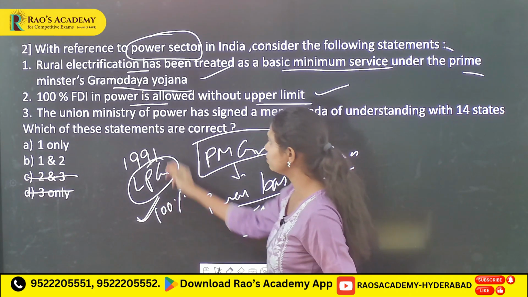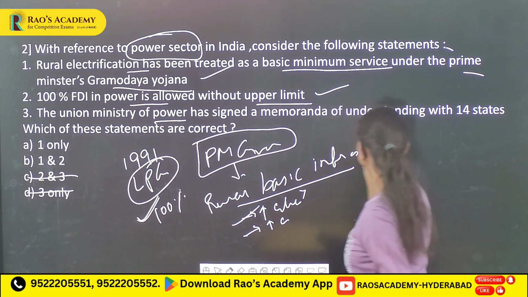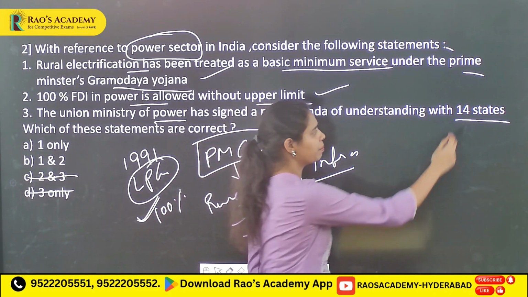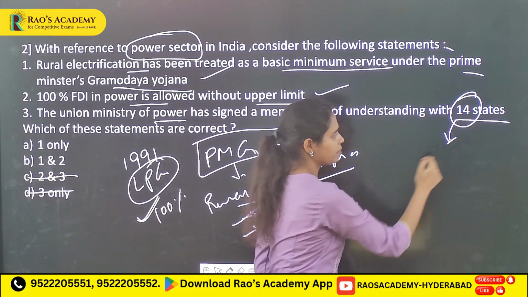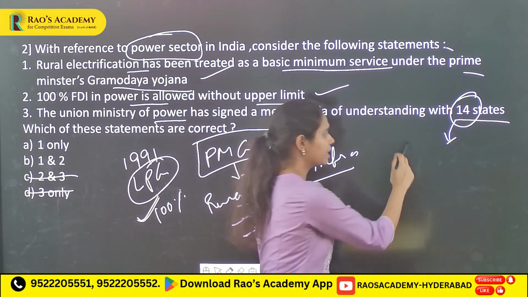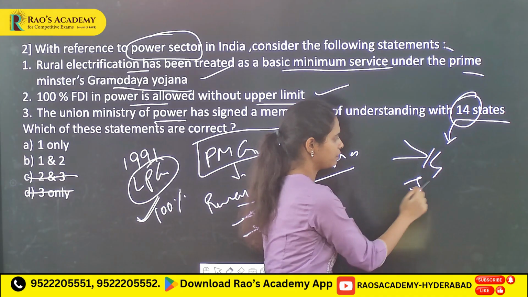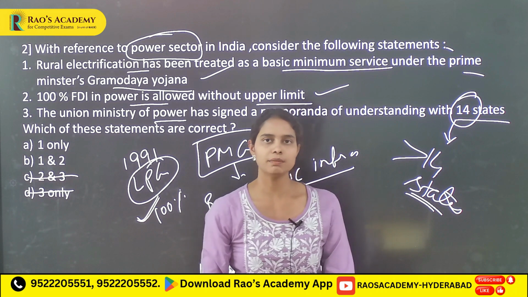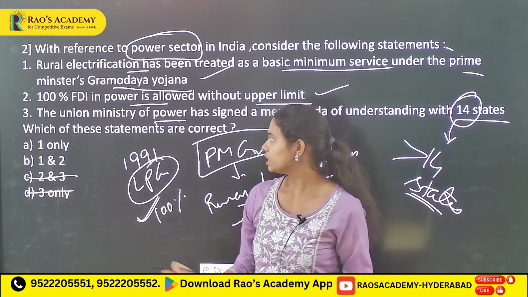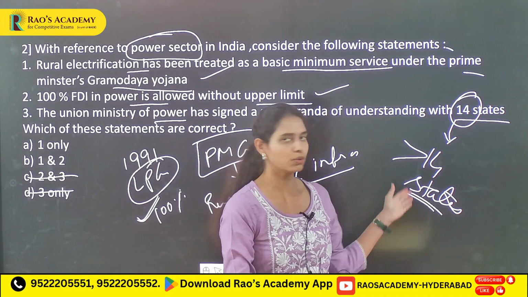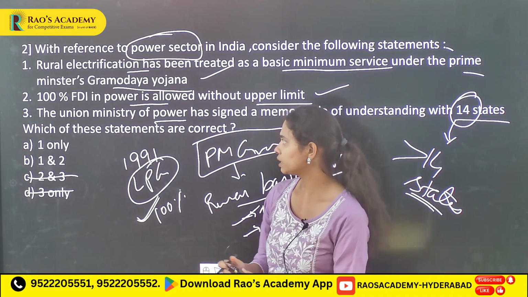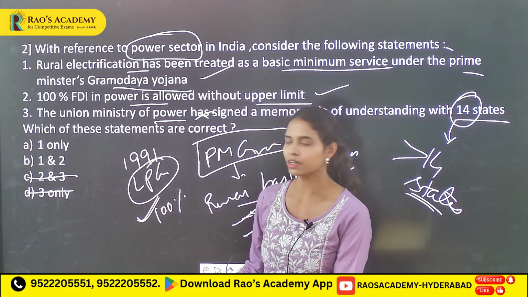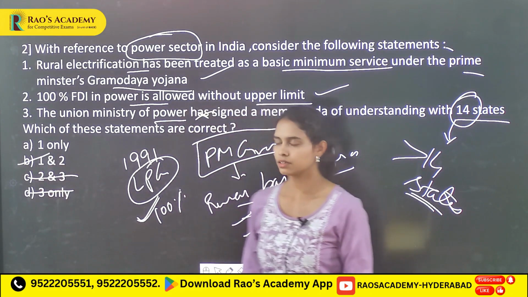Followed by, the Union Minister of Power has signed a memorandum of understanding with 14 states. If you closely observe, it has mentioned a particular figure, 14 states, but it is not only with 14 states but definitely more than that. In general, electricity is a basic need for all the states, so it is not only up to 14 states but most of the Indian states. So in that context, the third option is an incorrect one. So the first and second are the only correct statements. So option B is the correct answer.